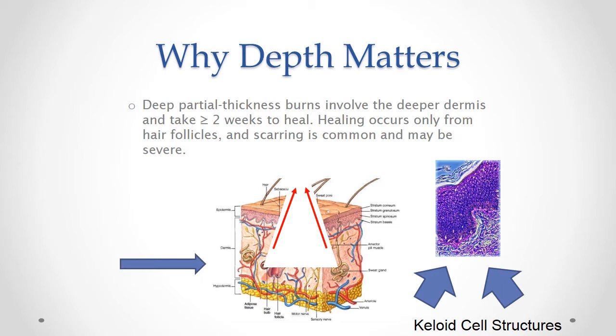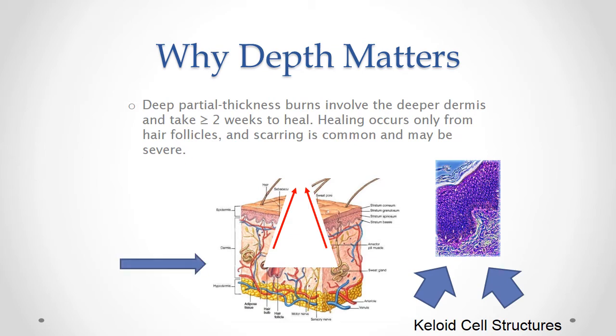When we get to the deep partial thickness burns, though, they're going to take greater than 2 weeks to heal, typically 3 and 4, sometimes 6 weeks depending on the size. Healing is only going to occur from the hair follicles if they are intact, and scarring is going to be more common because we've lost that columnar layer. All right, and it will typically be more severe.